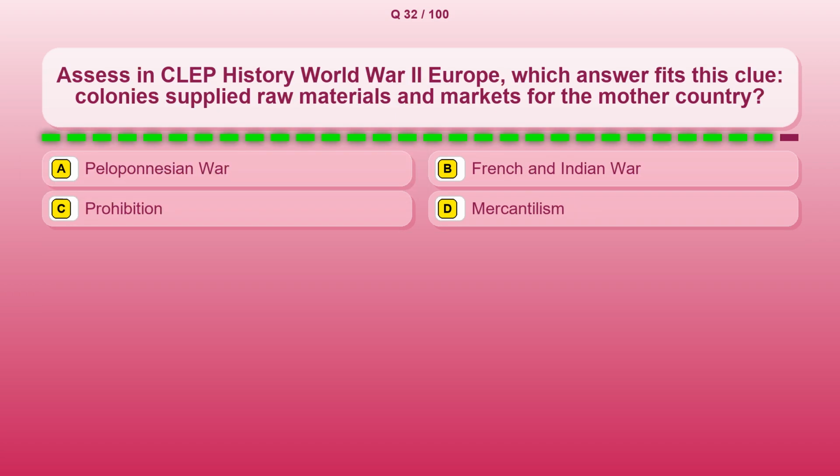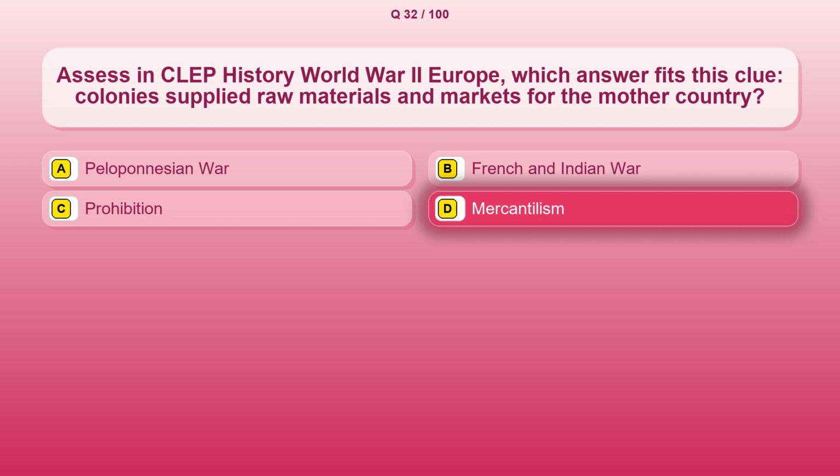Question 32. Assess in CLEP history World War II Europe, which answer fits this clue. Colonies supplied raw materials and markets for the mother country. Option A, Peloponnesian War. Option B, French and Indian War. Option C, Prohibition. Option D, Mercantilism.